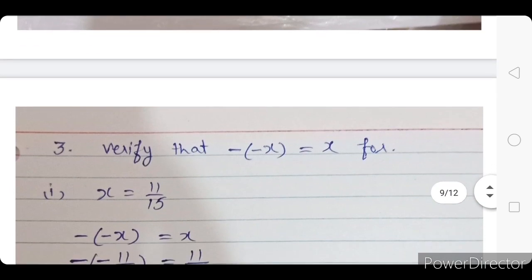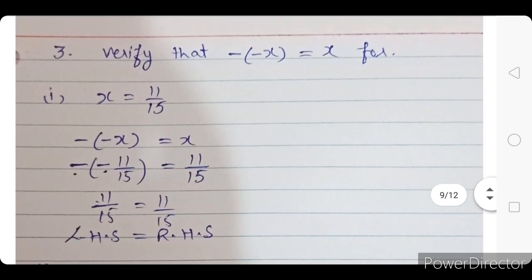And then verify that third sum. Verify that minus x is equal to x. And this also we had done in the example. x is equal to 11 upon 15. Value of x is given. So verification for minus x is equal to x is there. We will put 11 upon 15 in place of x. Where x is written, in place of that we will write 11 upon 15.